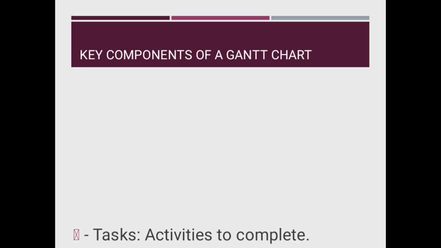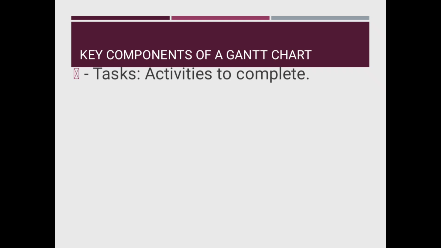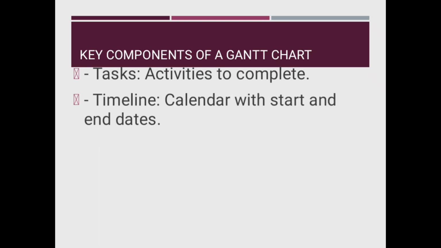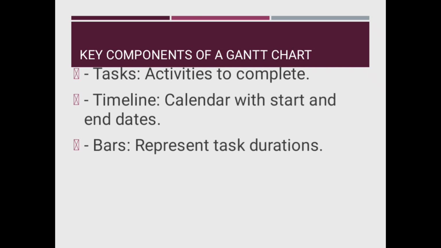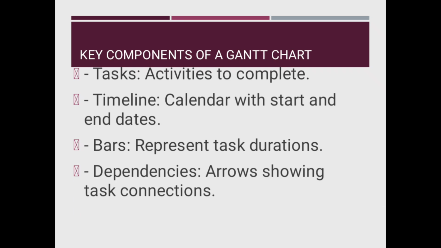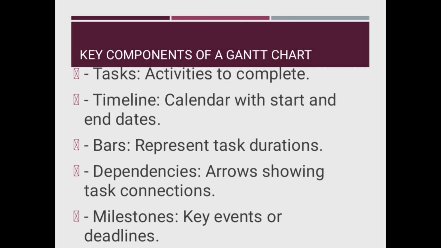Let's talk about key components of a Gantt chart. Number one, it has got tasks. Tasks are activities to be completed. Number two, it has got timeline. Here we're talking of calendar. It is talking about where your project is starting to where it is ending. Another one has got bars, which represent duration. From there, I've got dependencies. These are done by arrows. From there, I've got milestones. These are things that you want to achieve, or the deadlines that you want to achieve in your project.